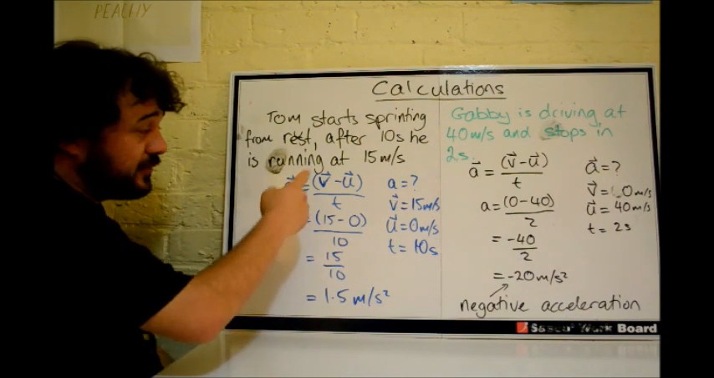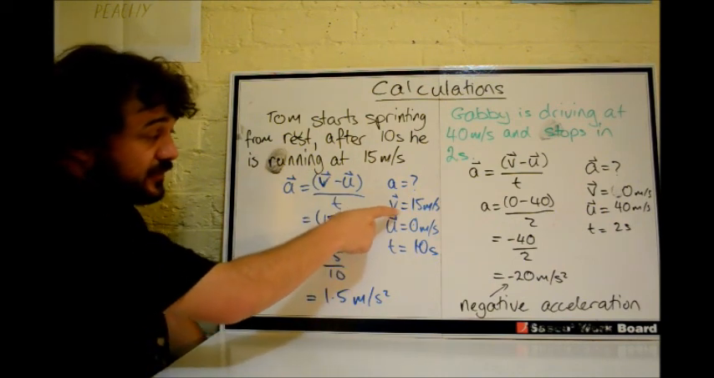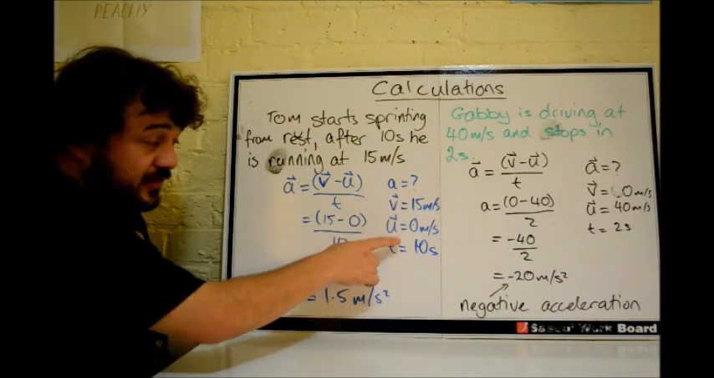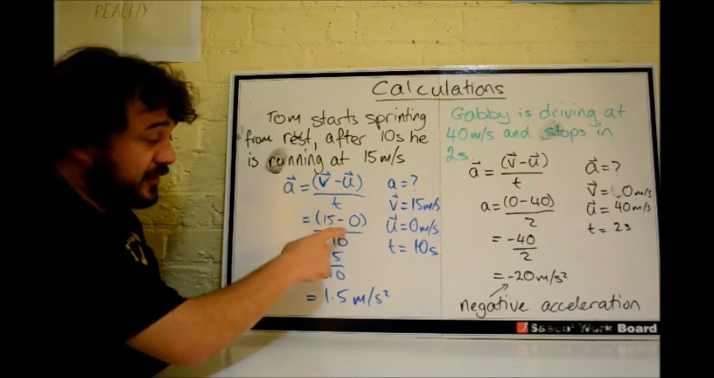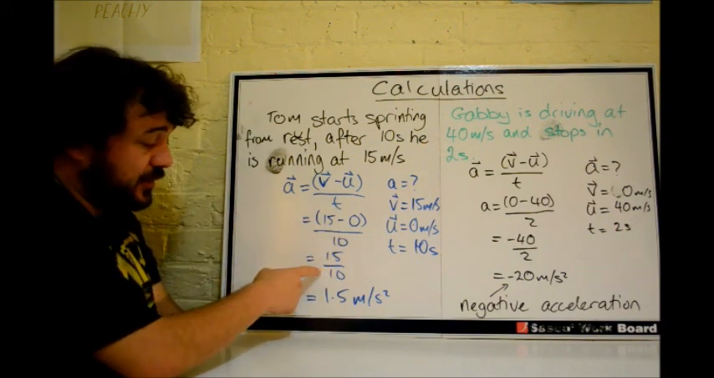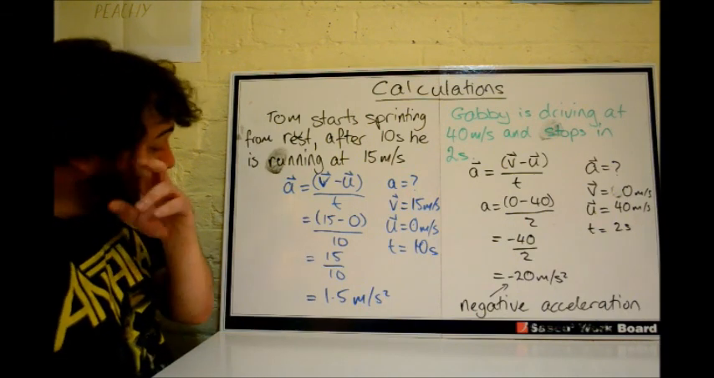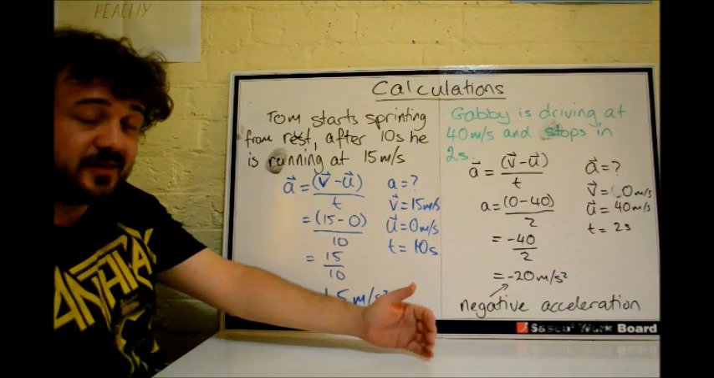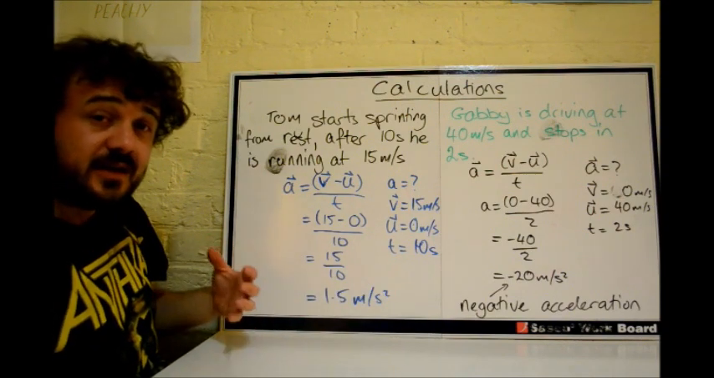So a equals v minus u over t. In this case, v, the final velocity, is 15 meters per second. Initial is 0 because he starts at rest, and the time it took was 10 seconds. So it's 15 minus 0, that's 15, divided by 10, 1.5 meters per second squared. So of those 10 seconds, if he went at a uniform acceleration, so same throughout, every second he got 1.5 meters per second faster.